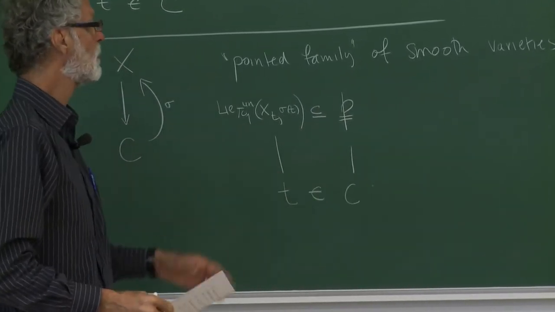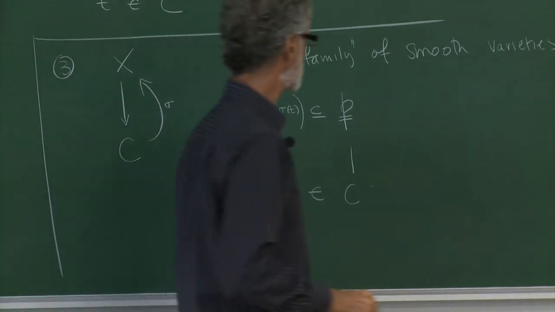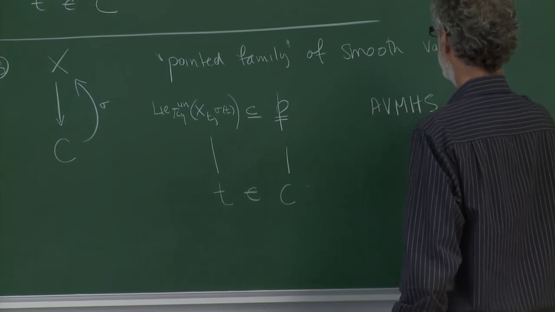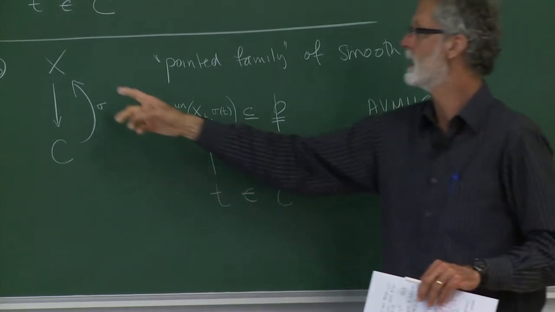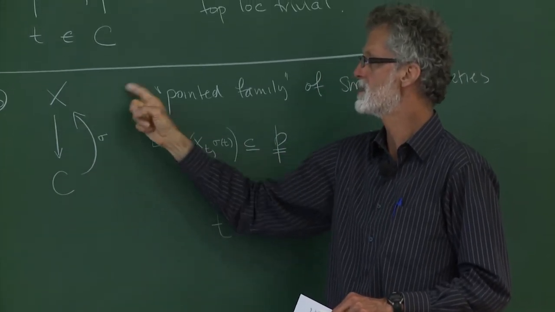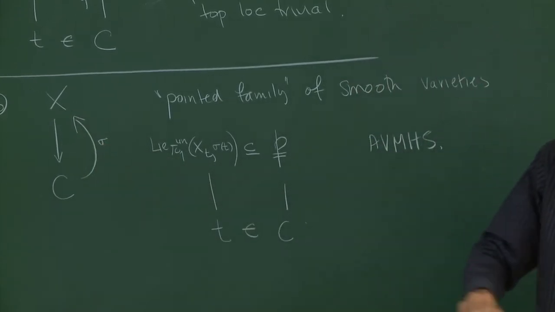So this is actually in general infinite dimensional, but it'll be a pro thing. This is an admissible variation of mixed Hodge structure. And we'll be interested in this when this is the universal elliptic curve minus its zero section, and this is really just a section of tangent vectors along the zero section.